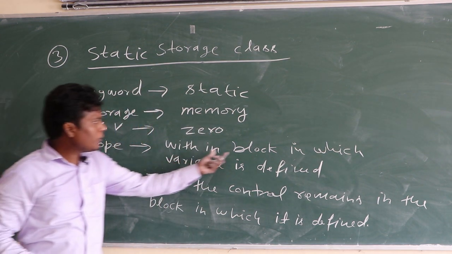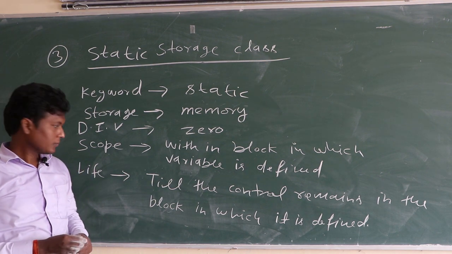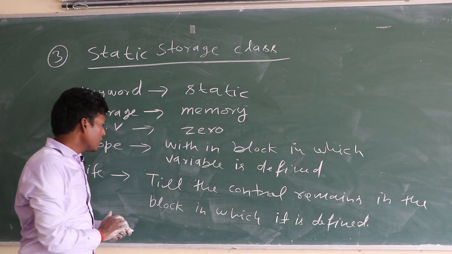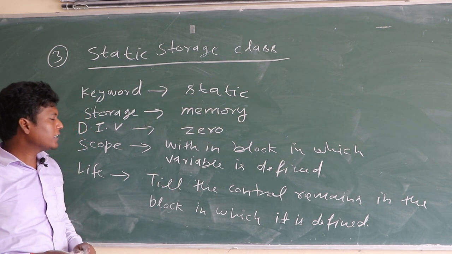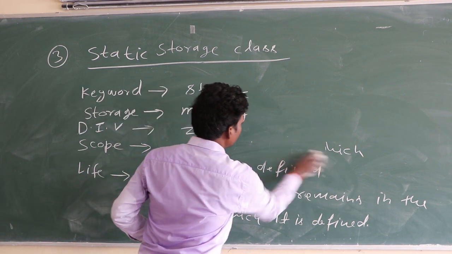Scope: within the block in which the variable is defined. Life: till the control remains in the block in which it is defined. Scope, there is a change.